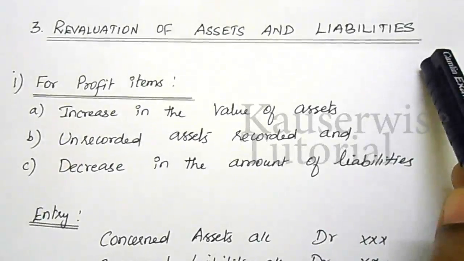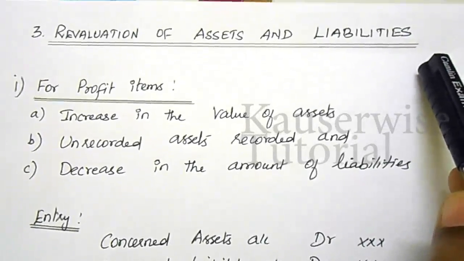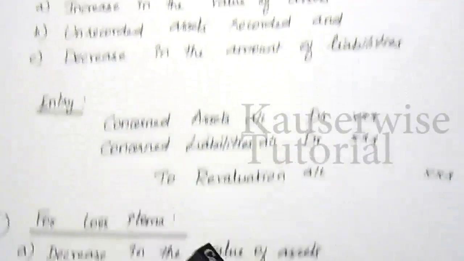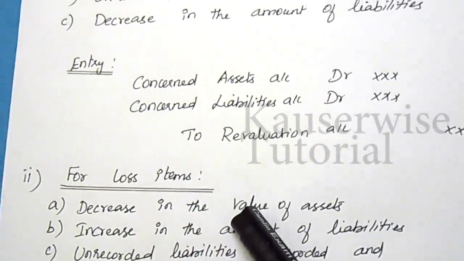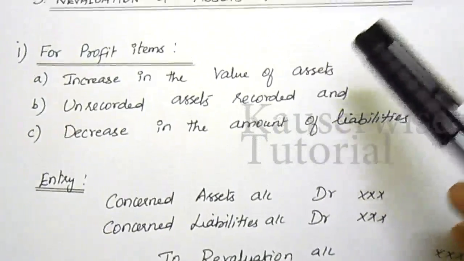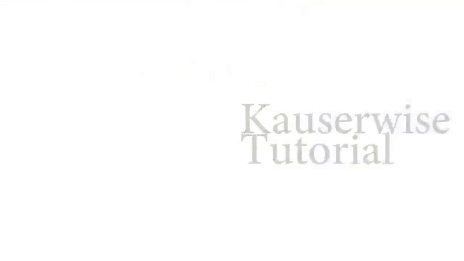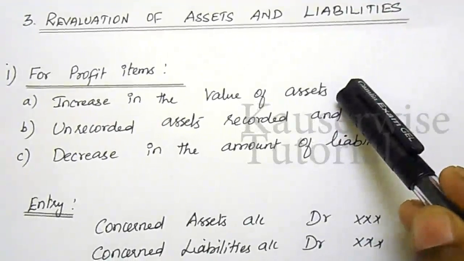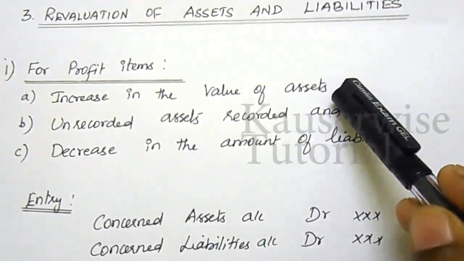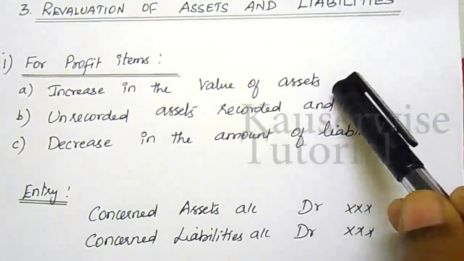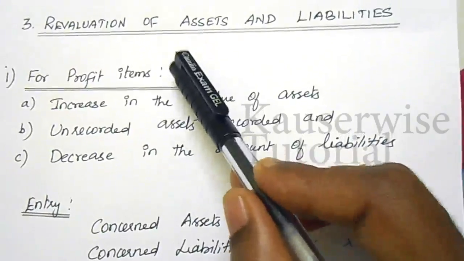All these items are classified into two categories. First one is profit items and second one is loss items. So now I am going to explain the profit items. The first one is increase in the value of asset. At the time of revaluing the asset, if the asset value is increased, it will lead to gain for the partner, that is a profit item.